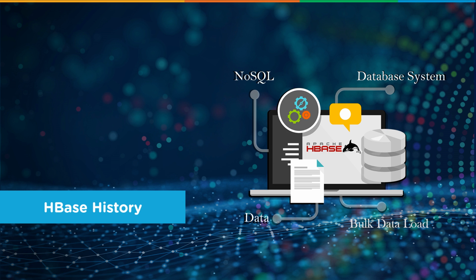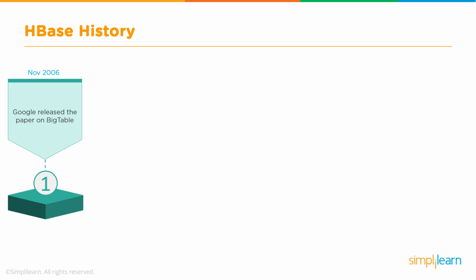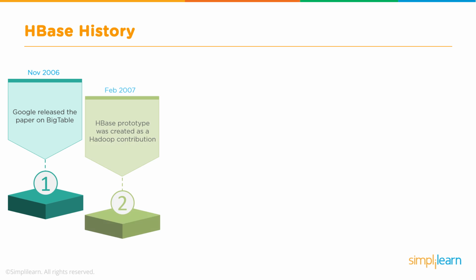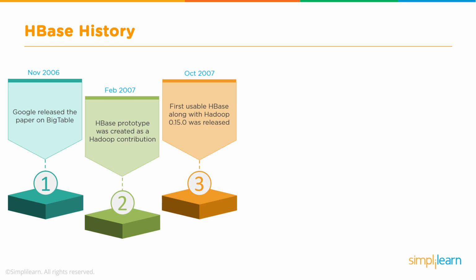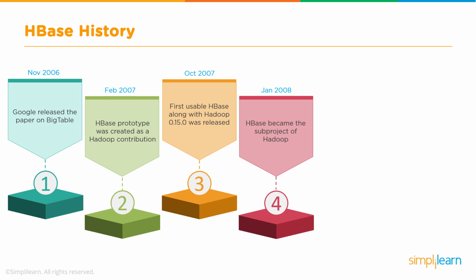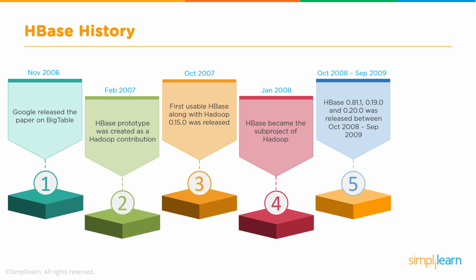Let's take a look at the HBase history. We're going to start back in 2006, November. Google released a paper on Bigtable. And then in 2007, just a few months later, an HBase prototype was created as a Hadoop contribution. Later in 2007, in October, the first usable HBase along with Hadoop 0.15 was released. And then in January of 2008, HBase became a subproject of Hadoop. Later that year in October, all the way into September the next year, HBase versions 0.18, 0.19, and 0.20 were released. And finally, in May of 2010, HBase became an Apache top-level project.